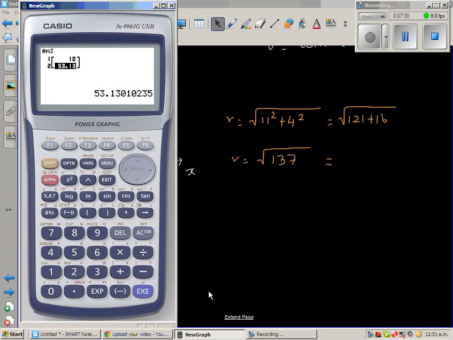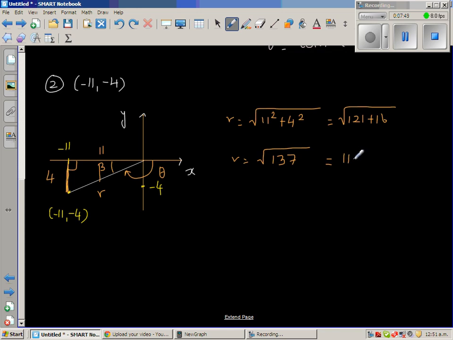So let us use a calculator. Shift square root of 137, which is 11.7. Okay, so let me write this in 1 dp. So 11.7, this is exact up to one decimal point. We'll first find beta, and then you take away 180 from beta, you'll get theta.